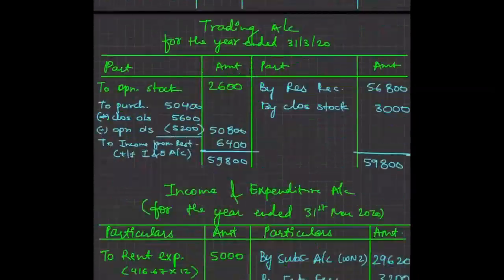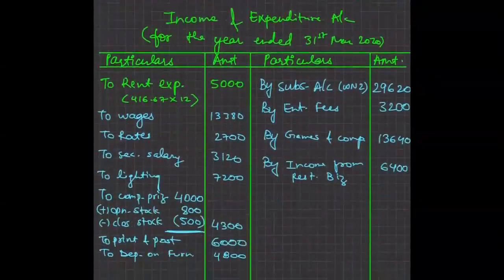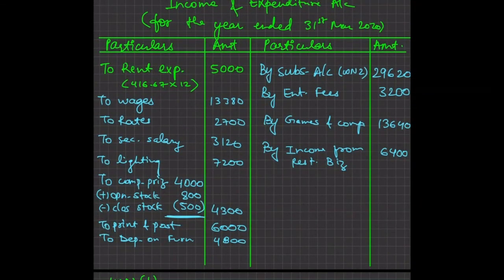Now let us close our income and expenditure account. So if you total your income and expenditure account, so on the credit side you have 29,620. Then you have entrance fees of 3,200. You have games and competition of 13,640, and gross profit from restaurant business is 6,400. Let's do the total.